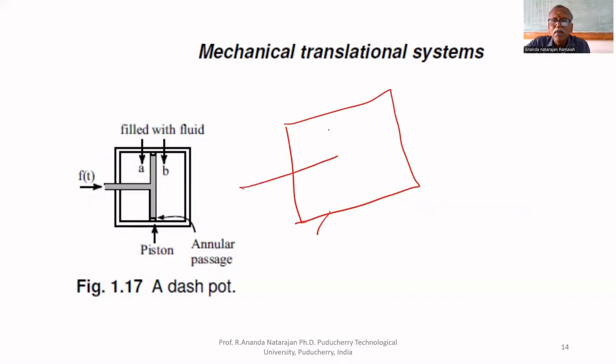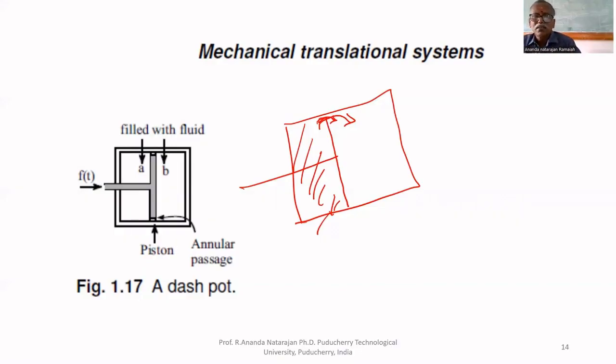This is the piston. A small gap will be there. You can notice that a small gap is there. If this side is filled with liquid, this cannot move very fast because the liquid has to displace from this side. Because of that, it will be very slow and it will not oscillate. That behavior is called the dashpot.